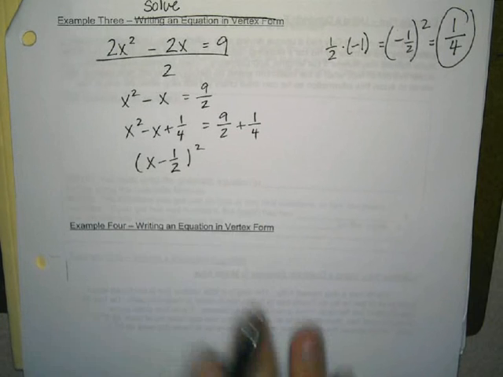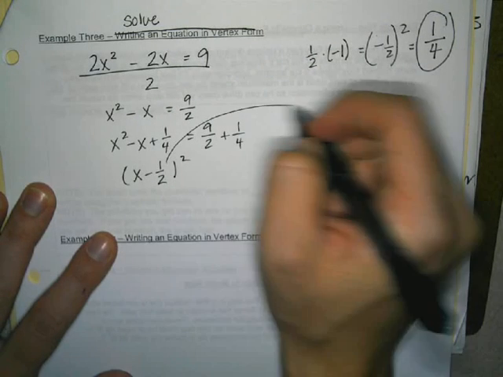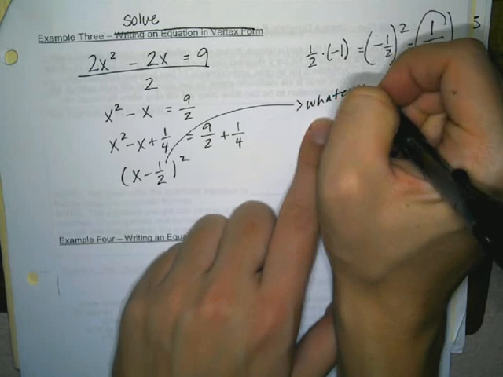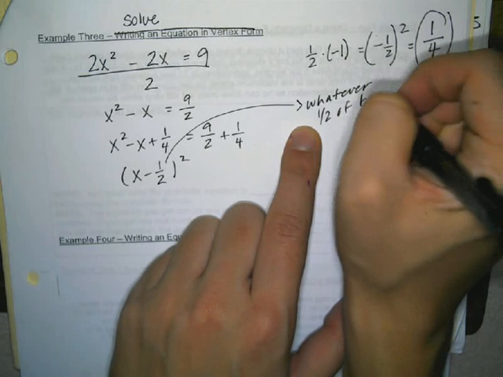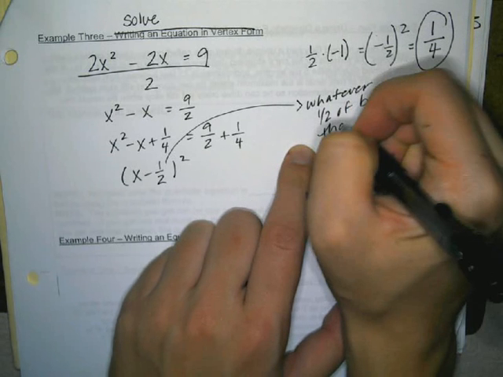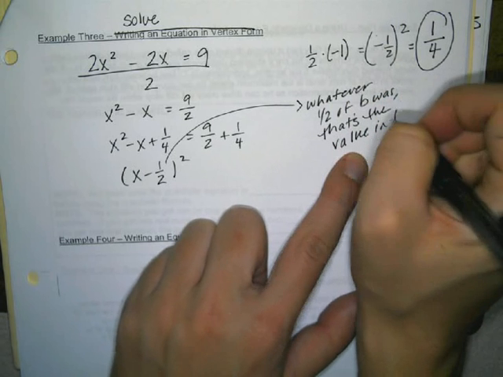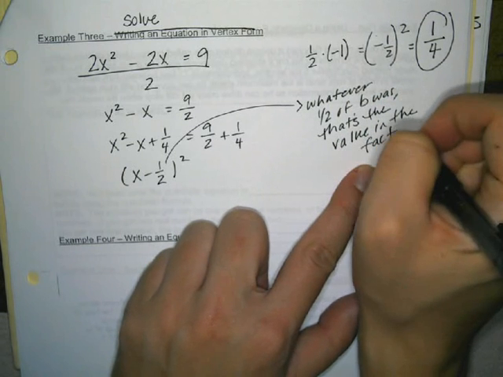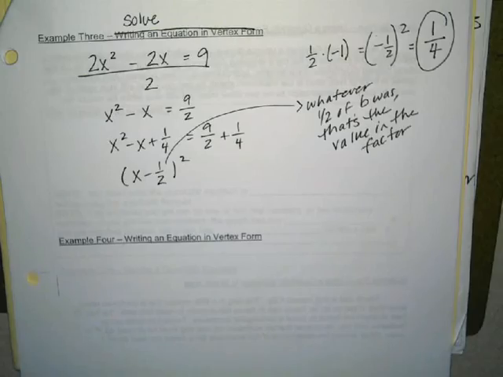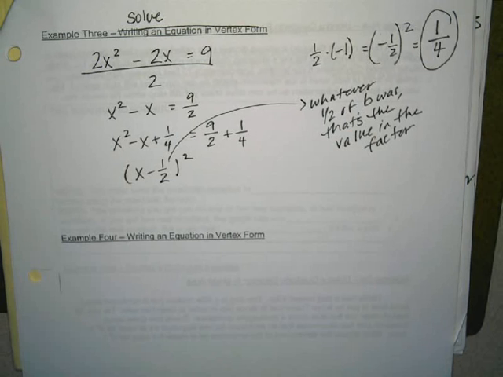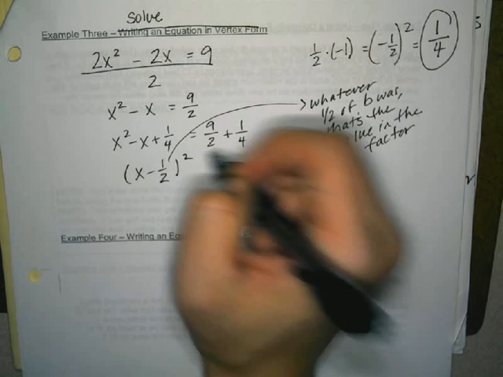And maybe that's a good thing to write a little note for yourself. Whatever half of b was, that's the value in the factor. Again, because when you start using this method to solve stuff that has decimals in it, that's going to be how we usually factor, by using just the pattern. That's great.